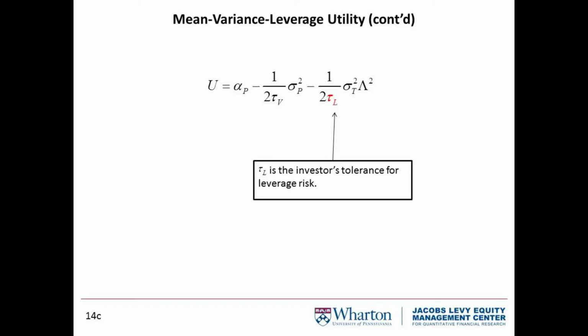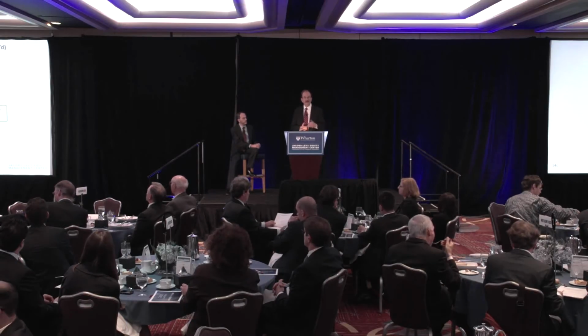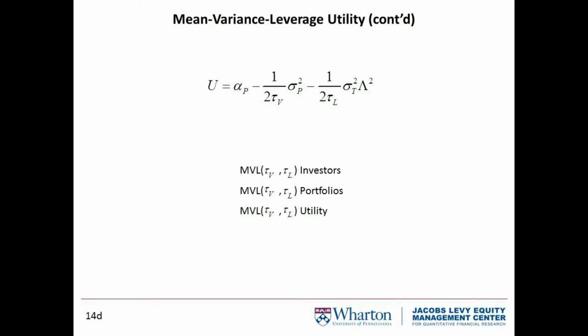Now what we're pointing to is tau sub L. This is the investor's leverage tolerance. So just as in the second term, there was a tolerance for volatility, now we have a tolerance for the unique risks of leverage. And analogously, for the mean variance model in terms of our notation, we'll be referring to MVL tau sub V, tau sub L investors with levels of volatility tolerance and leverage tolerance. And those investors prefer MVL optimal portfolios, which will have an MVL level of utility.